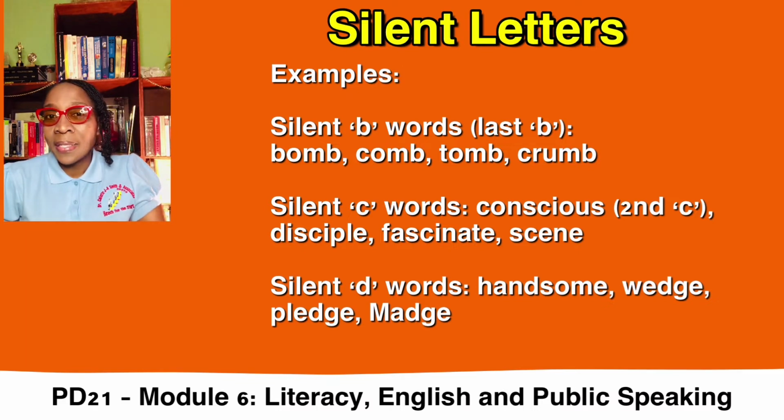How about silent D words such as handsome? How will you spell handsome? That's right, H-A-N-D-S-O-M-E. Wedge, W-E-D-G-E. Pledge, P-L-E-D-G-E. How about Madge, the name of a woman? Capital M-A-D-G-E. Have you noticed that all the D's in these words are silent?